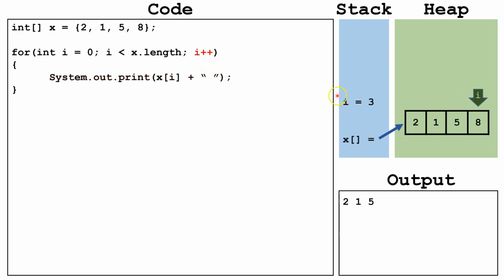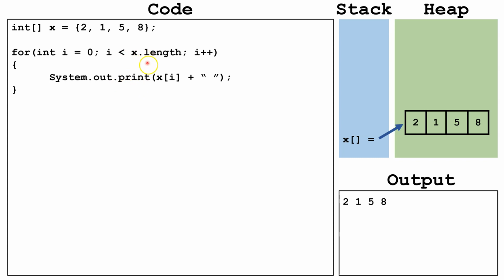Now we increment I to 3. We check, is 3 less than the length of x, which is 4, so that's true. We print out x index 3, which is the number 8, and then a space. We increment I to 4. We check, is 4 less than the length of the array? So is 4 less than 4? It is false. So we terminate the loop.